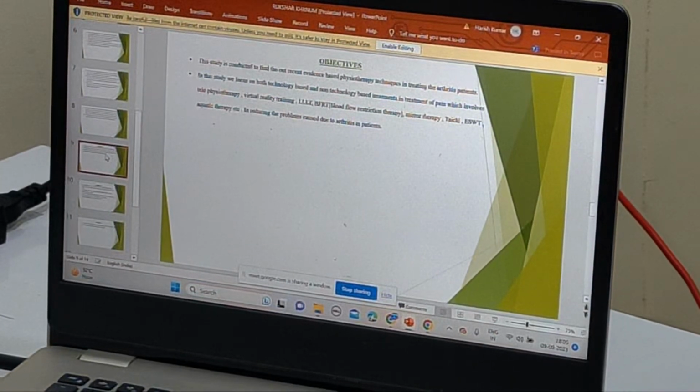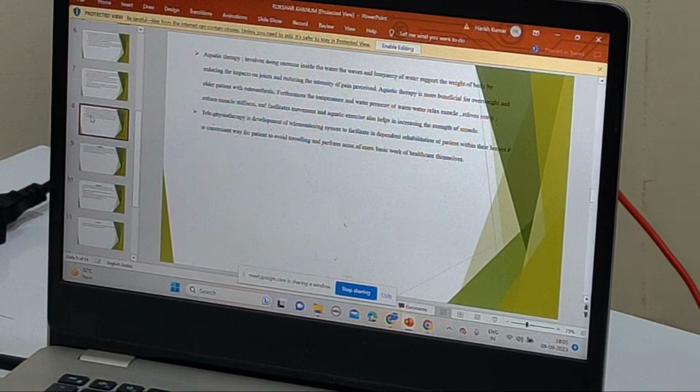The next treatment is aquatic therapy. It's also called hydrotherapy. It involves exercise inside the water, and the waves and buoyancy of water support the weight of the body. This type of treatment is very beneficial for patients who are very old and overweight or obese. It also helps to relax the muscles, relieve stress, and reduce muscle strain.